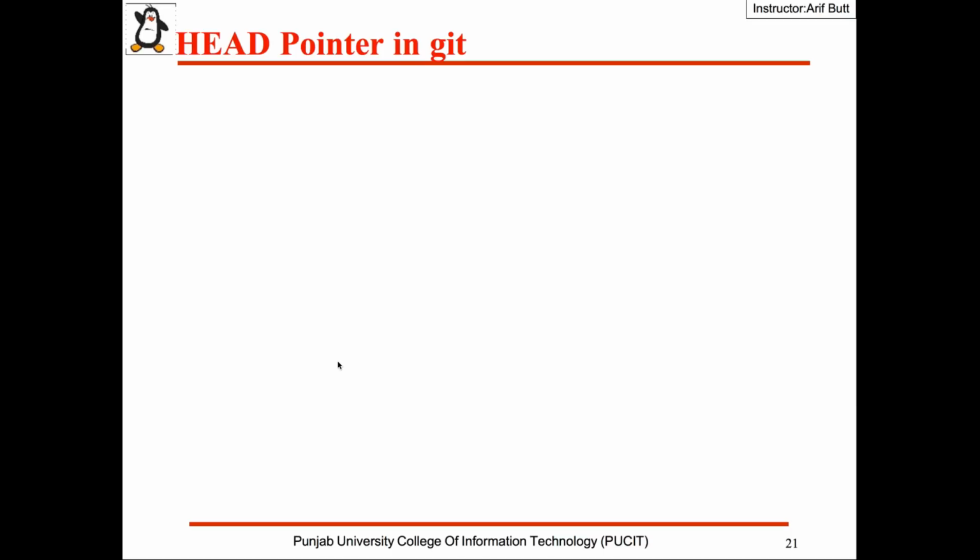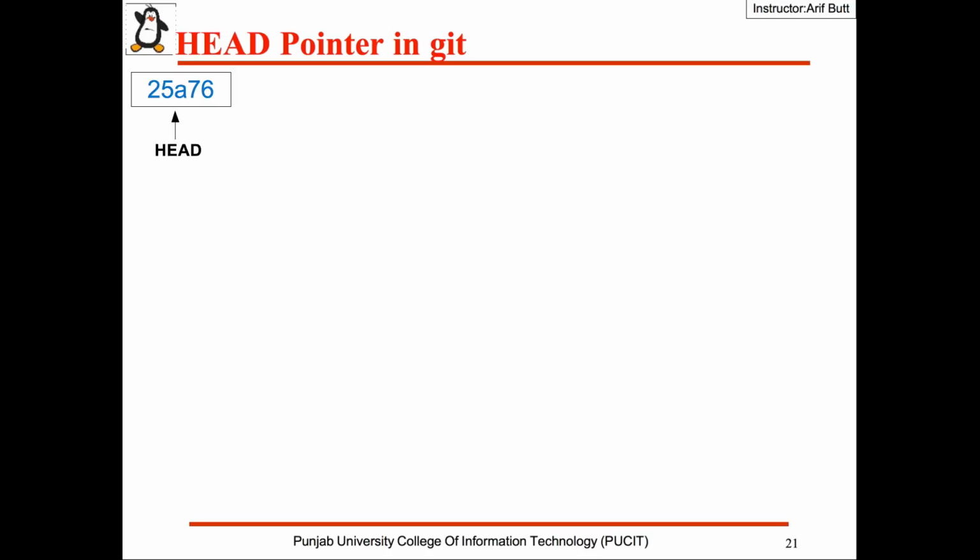Let's talk about the head pointers for a while. Well, dear students, Git maintains a reference variable called head, which points to a specific commit object in the repository. As we make a new commit, the head moves to point to the latest commit object. Let us see an illustration to understand this.